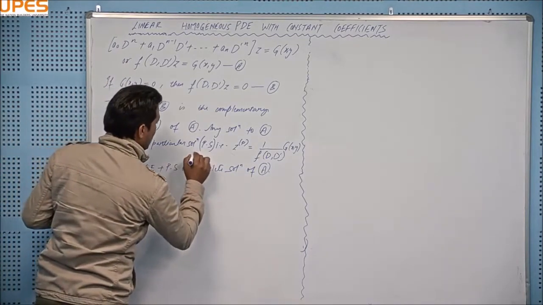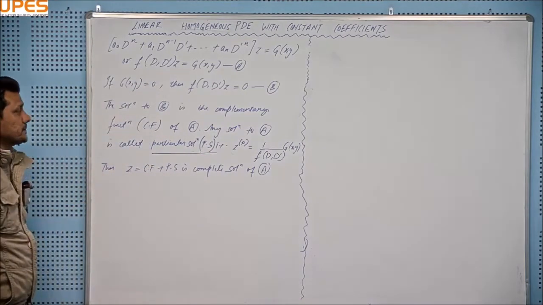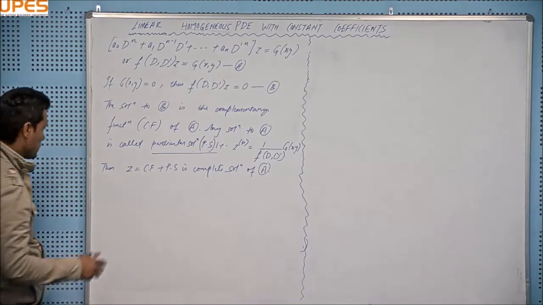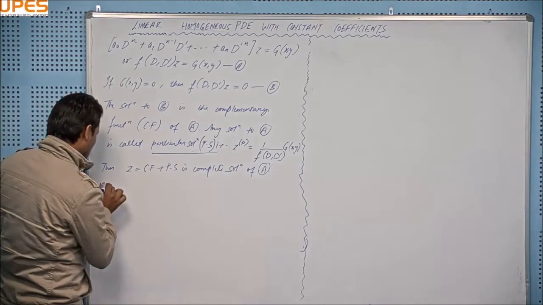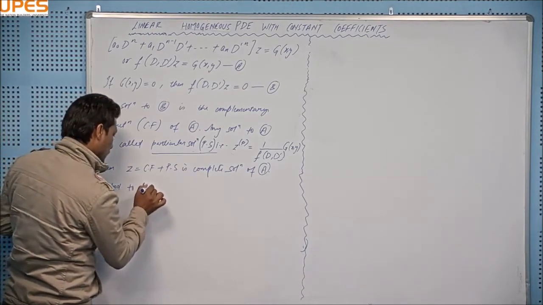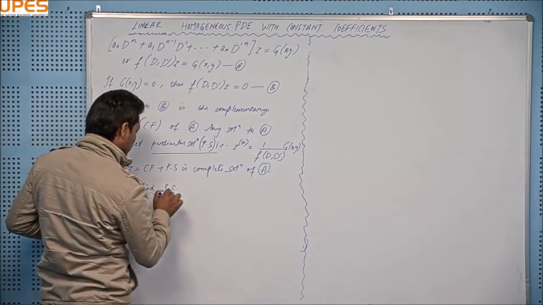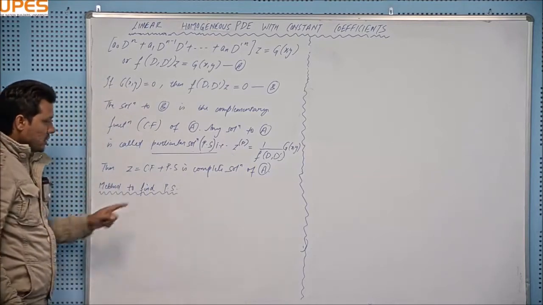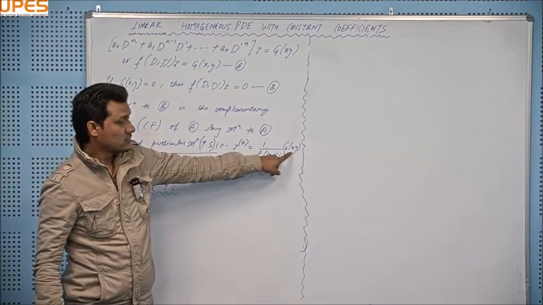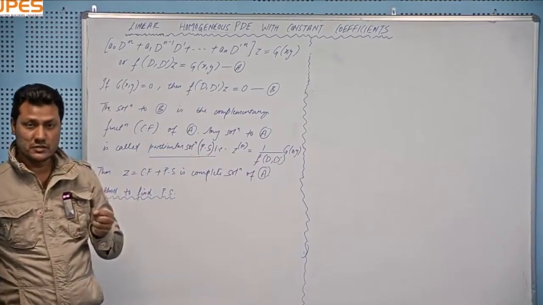We will be focusing on how to find the particular solution, right? Now I am writing the method to find the particular solution. Actually, the particular solution is given by 1 over f(D, D') of g(x, y), and g(x, y) is particularly of the nature of some function of ax plus by.